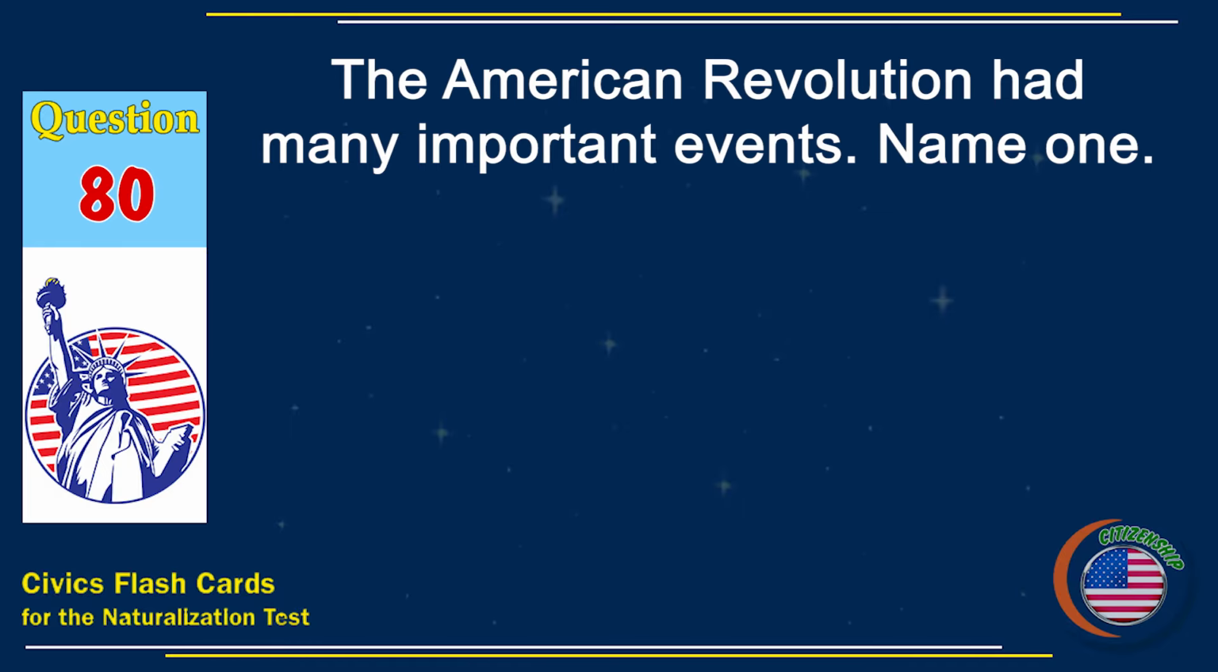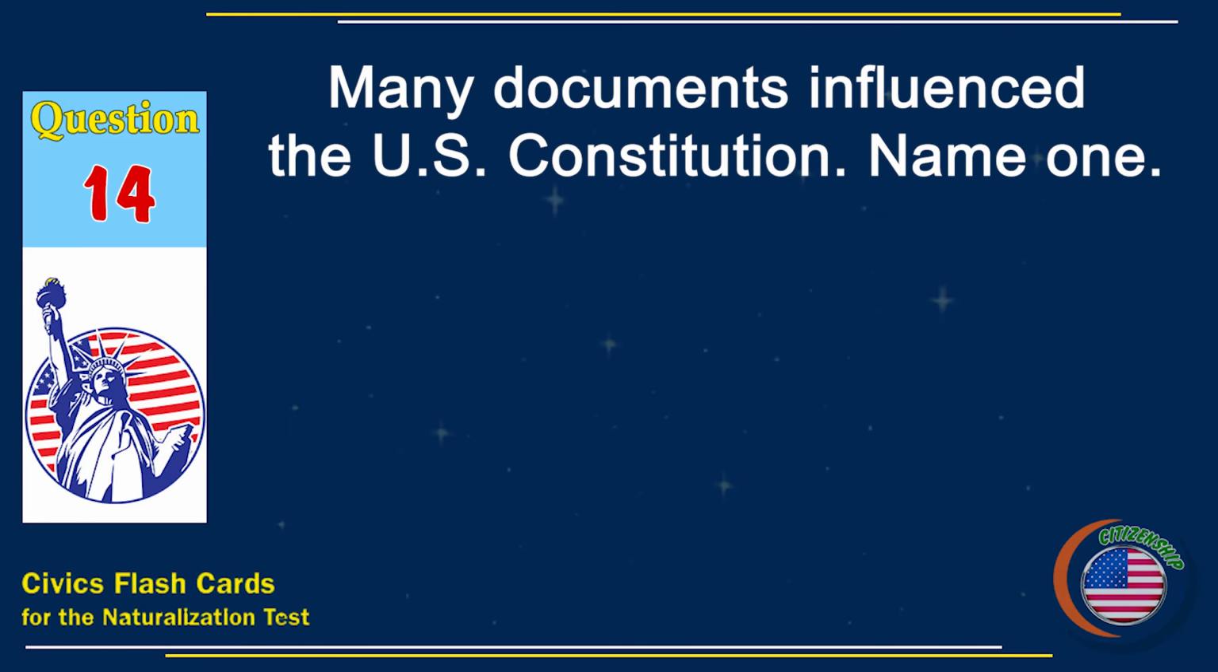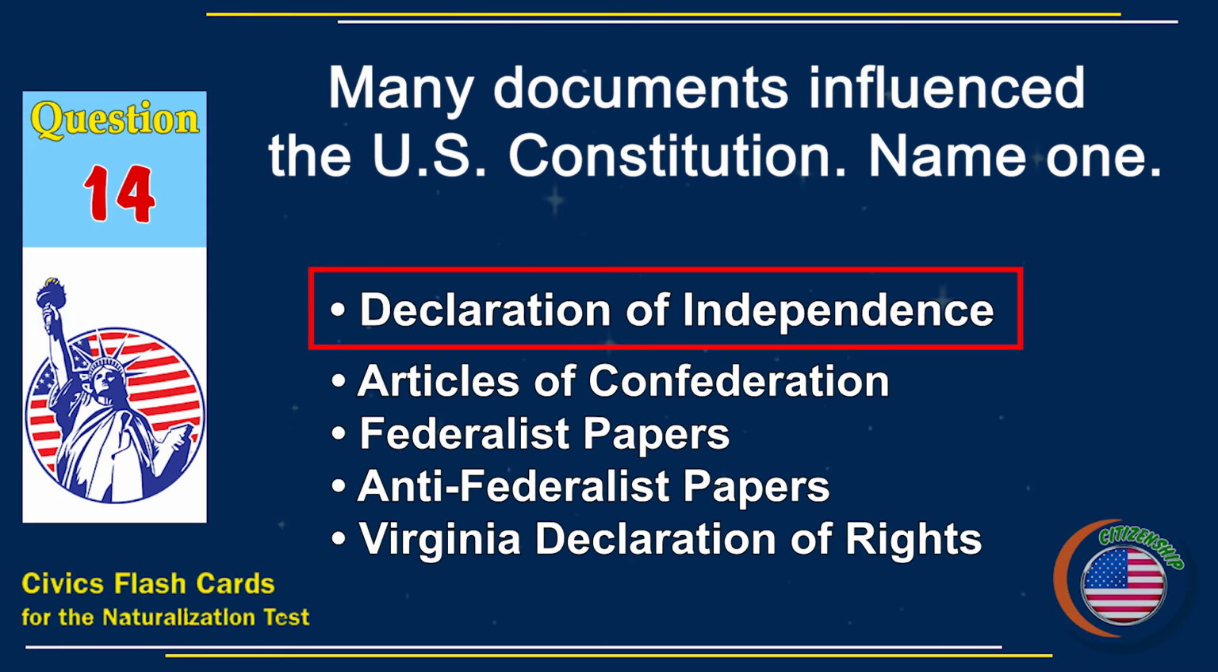The American Revolution had many important events. Name one. Declaration of Independence. Many documents influenced the U.S. Constitution. Name one. Declaration of Independence.